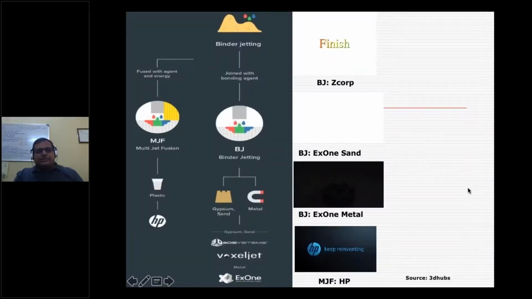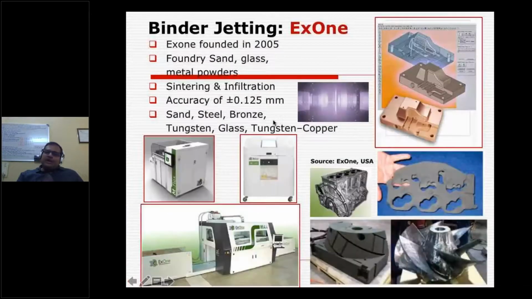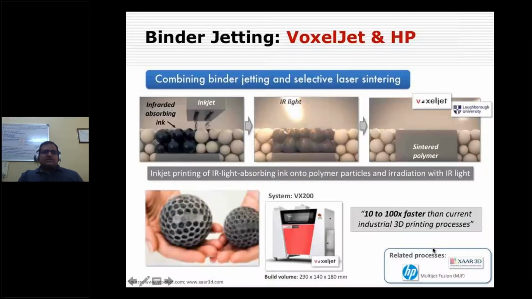And these are the developments under this binder jetting system. So then, as already mentioned, MIT invented this technology in 1997, and plastic powders were the material, and the binders printed color, and you have infiltration to improve the strength, and no supports are needed. And just now we saw the same X1 technology. You can make the sand molds, sand cores, and further you can make the metal parts. And similarly, Voxel Jet is another company which is almost similar to the previous one.